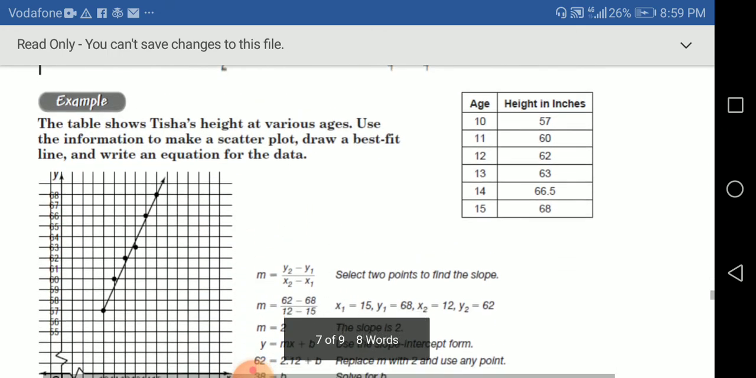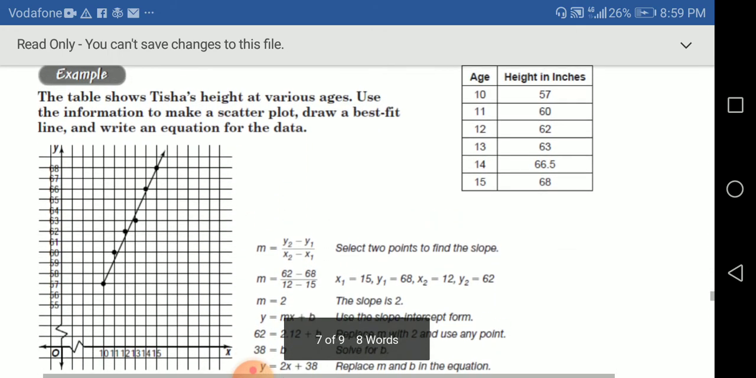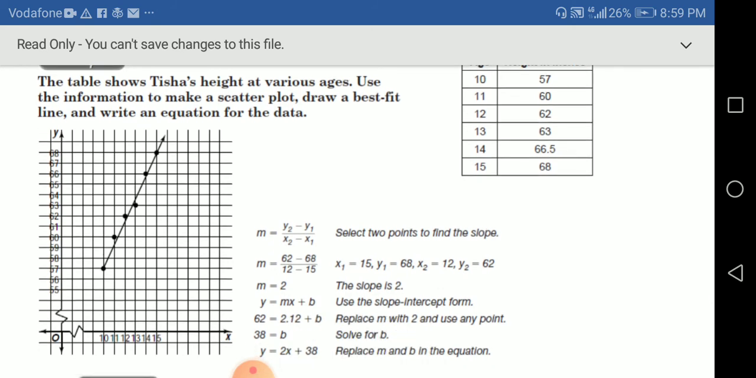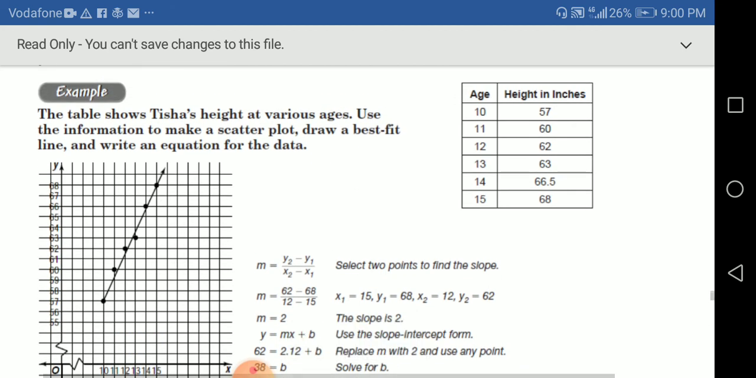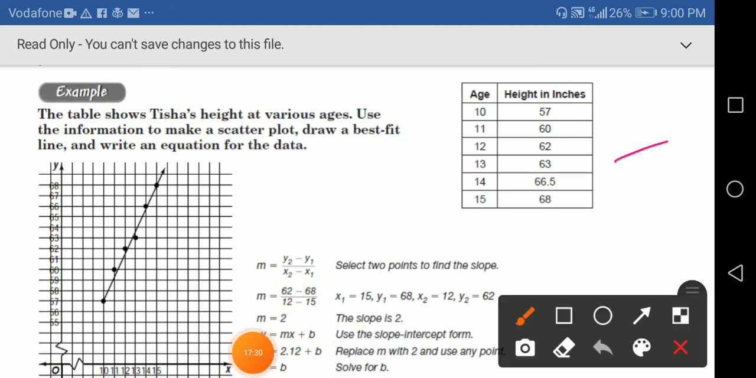Okay, guys, let's have another kind of question. The table shows a dish's height at various ages. Use the information to make a scatter plot. Draw a best fit line and write an equation for the data. What I'm doing here is having some data on a table. I will draw it as a scatter plot, and I'm going to find the slope.